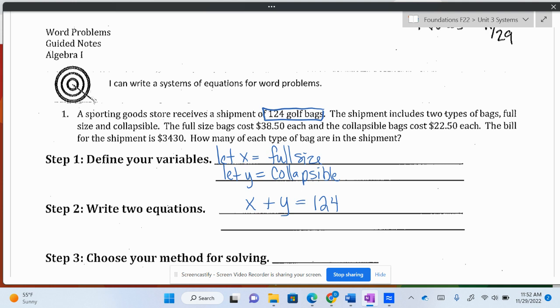Okay. So the next equation is going to deal all with money. So how much does a full-size bag cost? 38.5x, $38.50 per bag, right? So that's going to look like 38.5. I'm not going to put the 0 there. X plus how much am I spending on the collapsible bag? So 22.5 Y. And how much money did I spend all together? Yeah, 3,430. So those are the 2 equations that I am going to use.